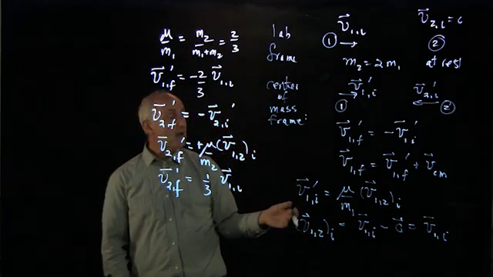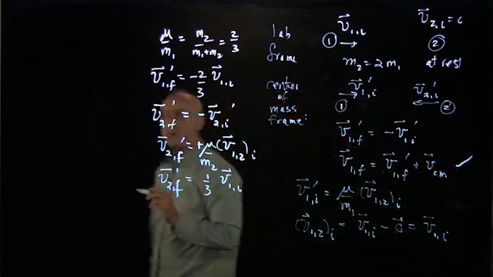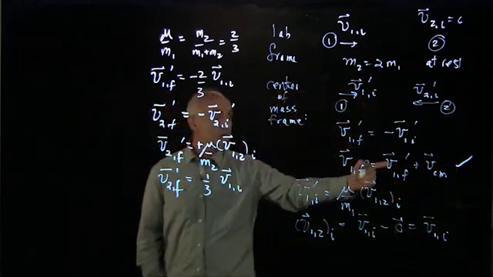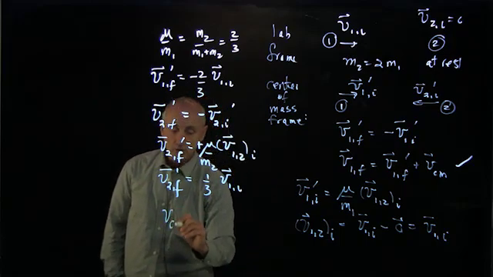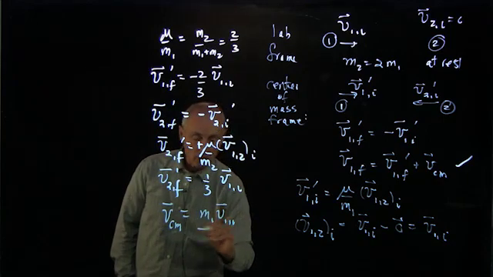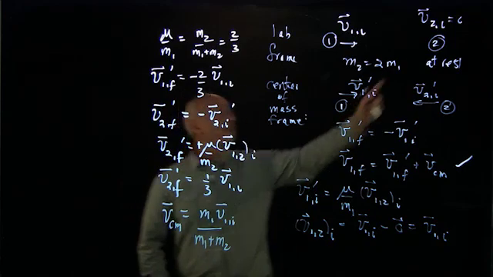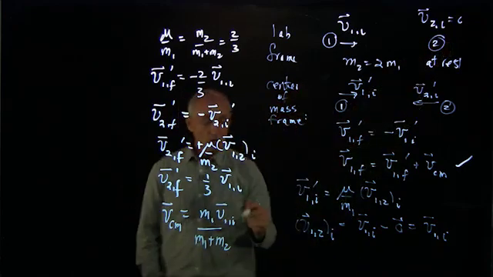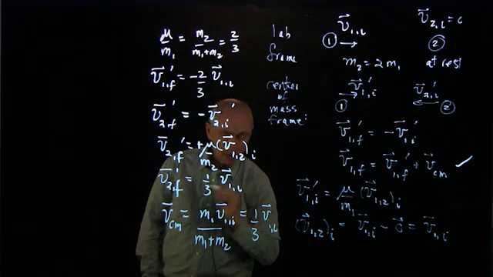And finally, if we want to ask the question, what are the velocities in the lab frame? It's now a very simple exercise to do a reference frame change. We do need to know what V center of mass is. That's M1 times V1 initial over M1 plus M2, because remember that V2 initial is 0. So that's another factor, 1/3 V1 initial.